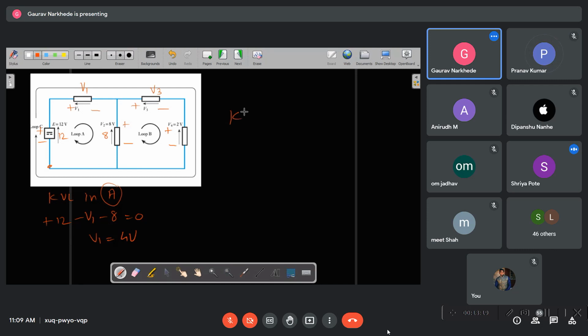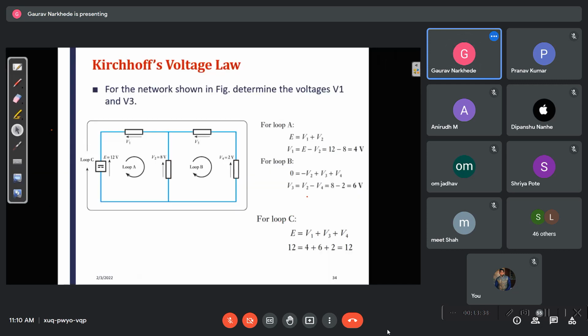KVL in loop number B. So let us start from here in this manner. Minus to plus, plus 8, plus to minus, minus V3, plus to minus, minus 2 is equal to 0. So V3 is equal to 6. Isn't it? Correct?